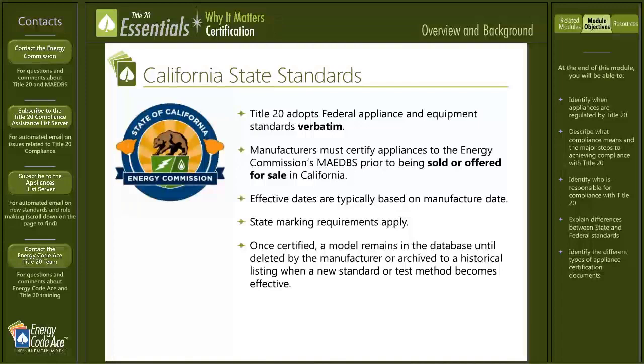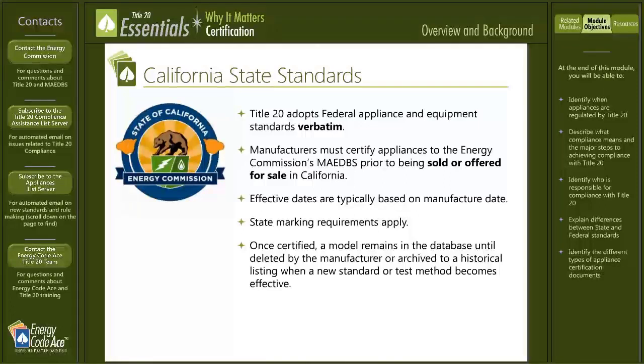California's Title 20 adopts federal standards verbatim so that when federal standards go into effect, California state requirements to be certified to the Appliance Efficiency Database go into effect on the same date. Whether or not regulated products are certified to the Department of Energy's CCMS, federal and state regulated appliances must also be certified to the Energy Commission's Appliance Efficiency Database prior to being sold or offered for sale in California. Effective dates in Title 20 are typically based on manufacture date. State marking requirements apply, and unlike federal requirements, annual recertification is not required to the Appliance Efficiency Database.